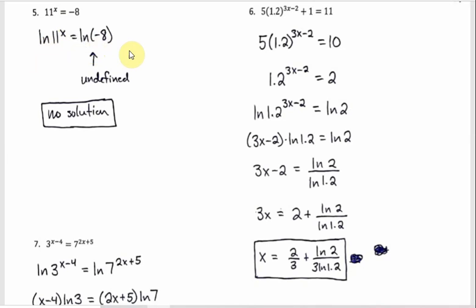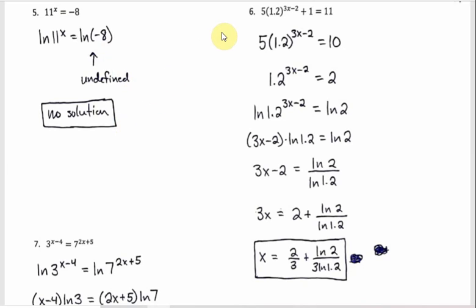Natural log, base 10 log, base 2 log, any of them. So the thing that's on the right is undefined, so there's no way to solve this, right? Because you have natural log of 11 to the power of x equals undefined, so that doesn't really work. That doesn't go anywhere. So there's no solution this time. So once in a while that is going to happen. So nice and short at least, I suppose.